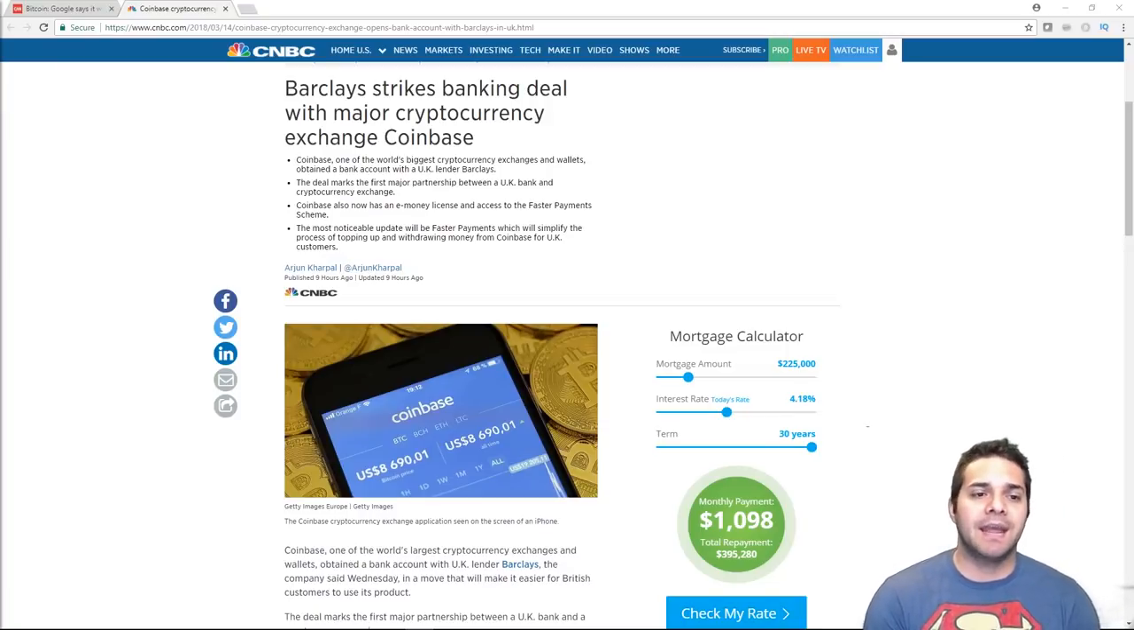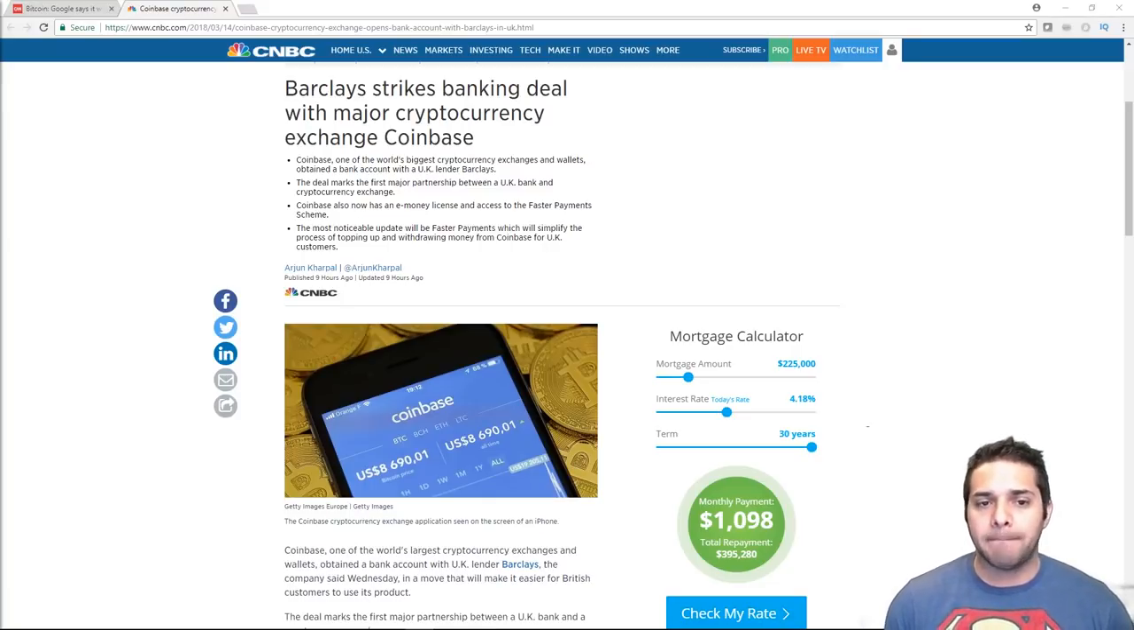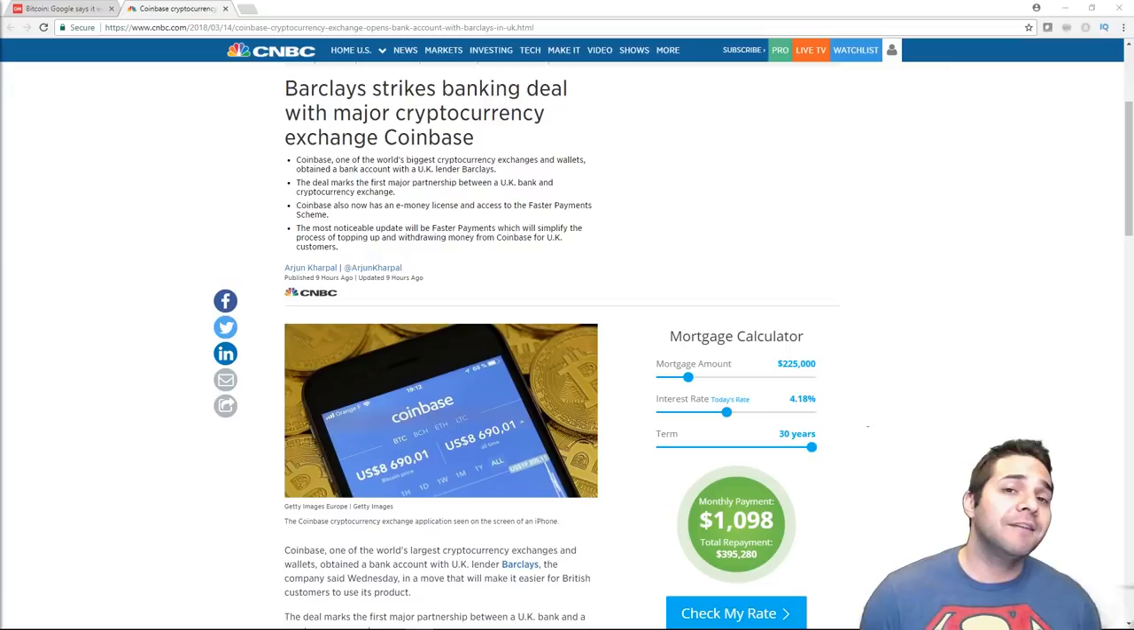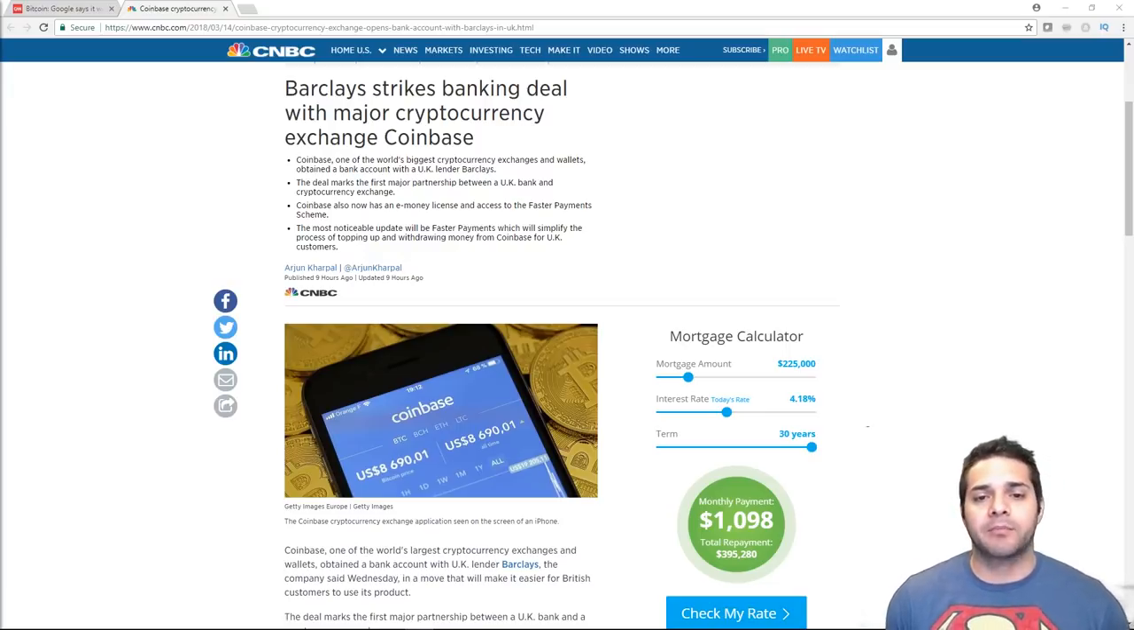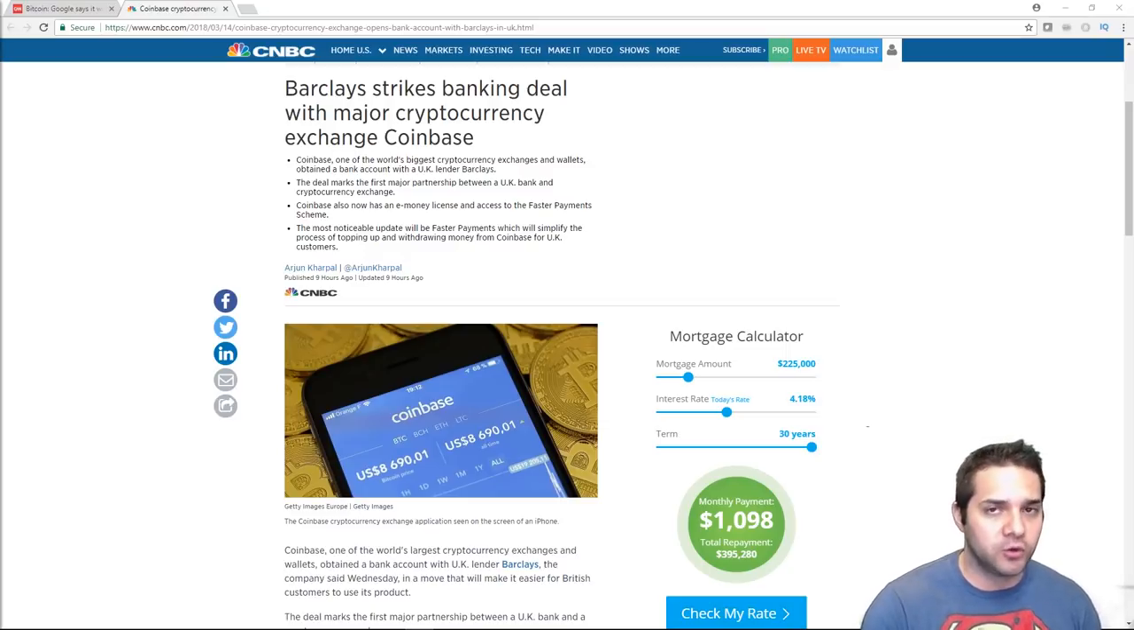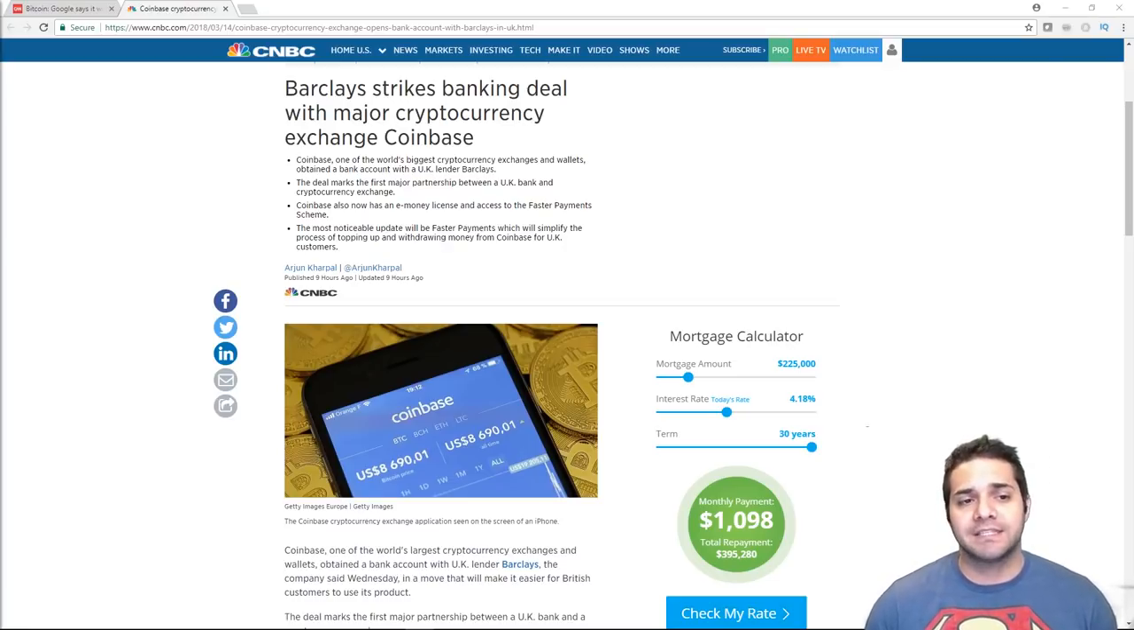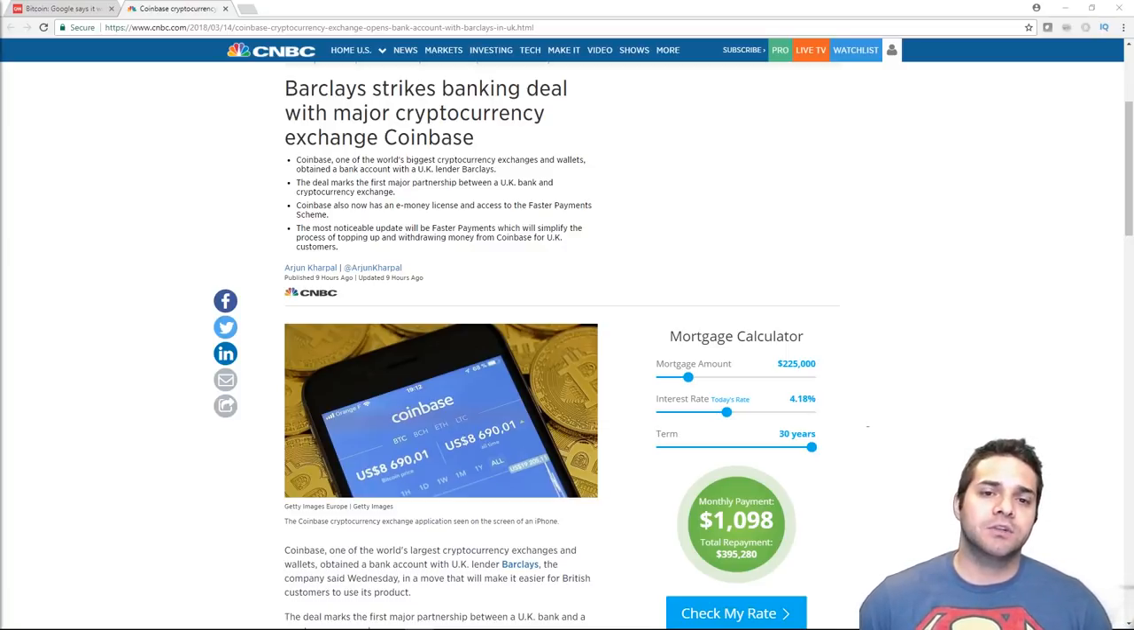Next, let's talk about Barclays striking a banking deal with major cryptocurrency exchange Coinbase. So Coinbase obtained a bank account with the UK bank lender Barclays. This marks the first major partnership between a UK bank and a cryptocurrency exchange. So what does this mean for their users? This means faster payments, simplifying the process of topping up and withdrawing money from Coinbase for UK users. Previously, the transactions were processed through an Estonian bank, which took several days. A quote from the CEO of Coinbase, Zestan Faroz, I don't know if I said that right. So he said, UK customers will benefit from faster, safe, and seamless bank transfers. And we will start with a pilot giving a small number of institutional users access to faster payments. And in the coming weeks, we'll begin rolling out to all UK customers, making the Coinbase experience increasingly easier.